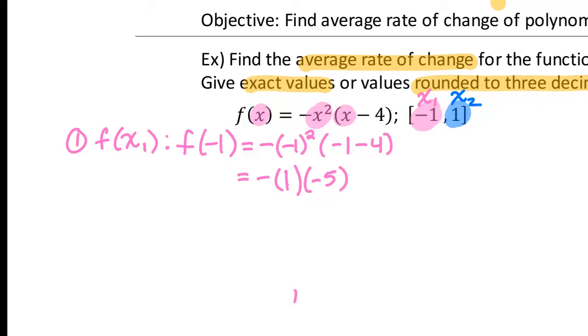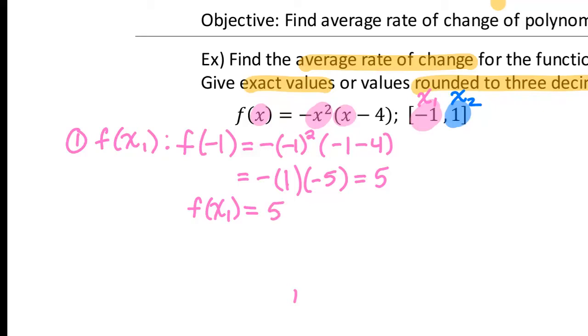Because I'm subtracting there. I'm not multiplying in the second, like in this here. We are adding and subtracting. So -1 minus 4 gives me -5. And then that's negative times 1. That's going to be -1 times -5, which is going to give us a +5. So now I know that f of x1 is going to equal 5.